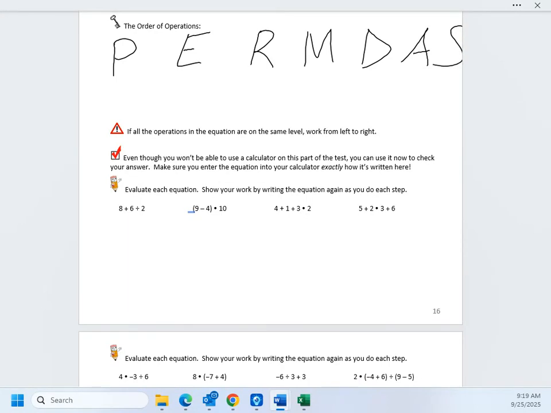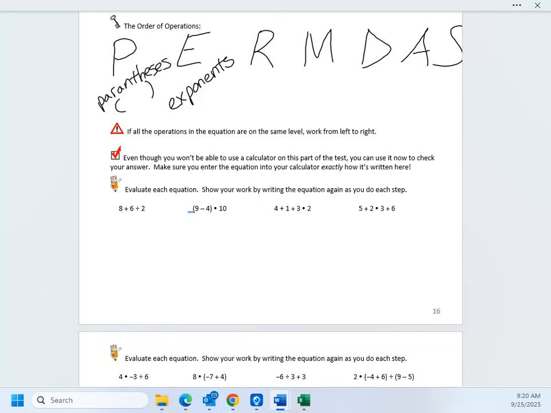So the P stands for parentheses. If you see those parentheses in your equation, you do the parentheses first, no matter where it falls in the equation. You always do whatever's inside the parentheses first. Next is the E for exponents that we just learned about the other day.